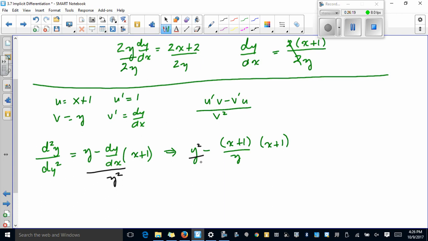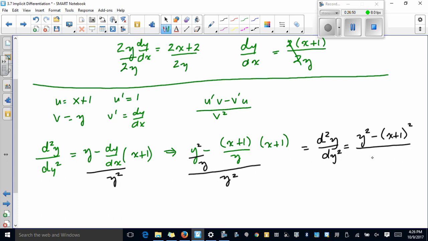So now I have a common factor of y here, so I can bring the y down to make it y cubed. So in the end, my d squared y over dx squared is going to become y squared minus (x plus 1) times (x plus 1), all over y cubed. Because the common factor here is y, and so my common denominator can be brought down with the denominator.